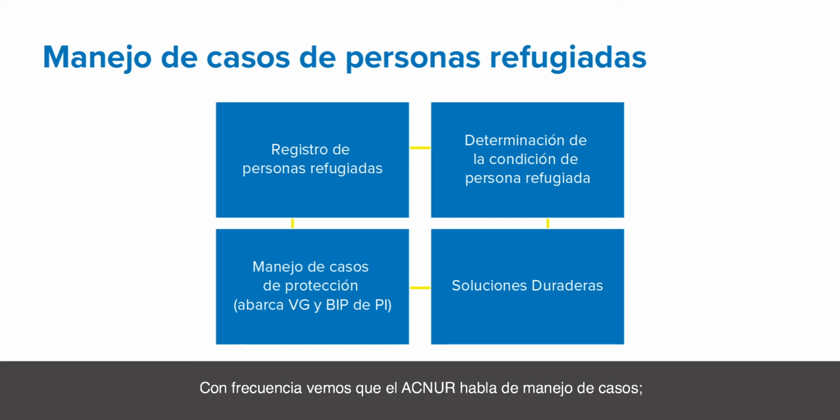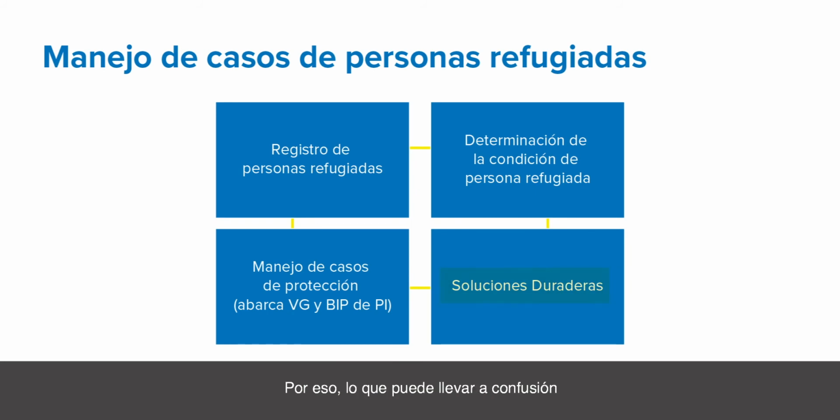So oftentimes when you hear UNHCR talk about case management, this is refugee case management. It's that bigger picture. If you look at this image, you see all of these other services that we provide as UNHCR, such as refugee registration and refugee status determination, and then there's a specific case management within that, which is what we just discussed: the gender-based violence case management or child protection best interest procedures. And then durable solutions as well.